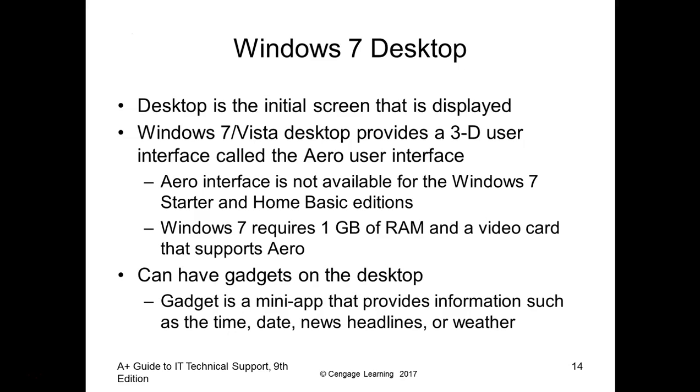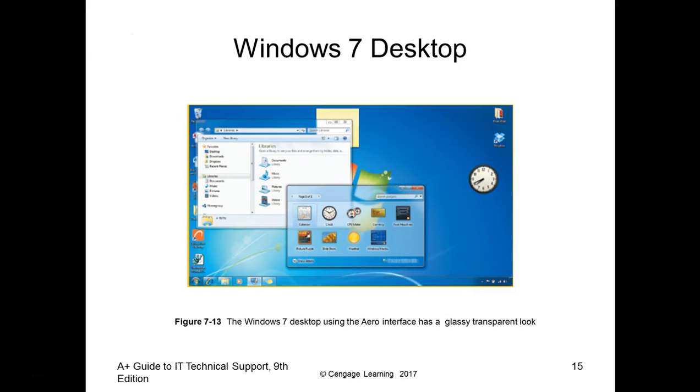Okay, and one of the things that got brought over from Windows Vista is gadgets. Gadgets are basically little applets or mini apps that are part of the desktop that add a few features. Like you can add a clock, you can add weather, news, you can add a CPU monitor. All that kind of stuff is available, as you can see here.